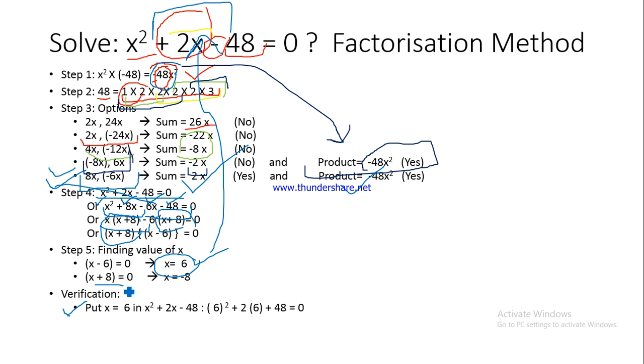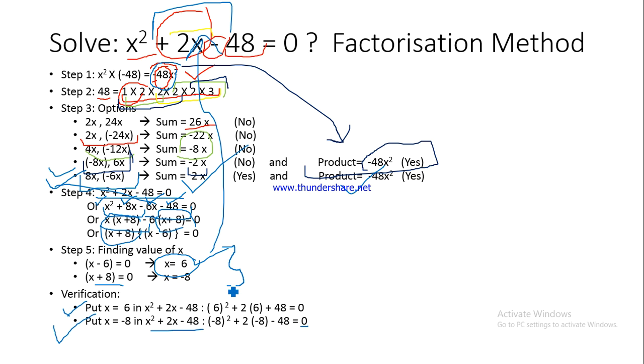Now as far as x plus 8 is concerned, we can use the same procedure. I'll put x is equal to minus 8 in the original equation. When I put it here, I'll get minus 8 square plus 2 into minus 8 minus 48 is equal to 0, which means again even this particular solution is okay. So I have also checked my answers. They have both been verified and they are all correct.